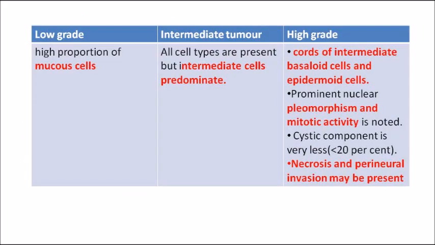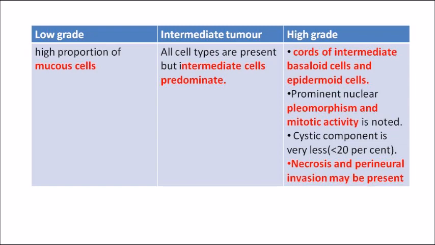So it is the presence of the intermediate cells which tells you whether it is mucoepidermoid carcinoma or not, because in pleomorphic adenoma also you can see mucous cells and epidermoid cells, but only in mucoepidermoid carcinoma can you see intermediate cells. Intermediate cells you cannot find in pleomorphic adenoma. Based upon this presence of intermediate cells, we can divide them into three, as I told you.